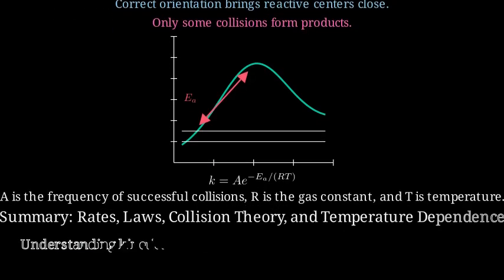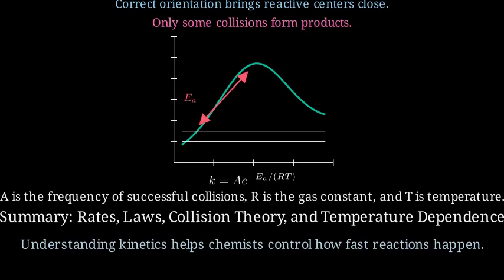That wraps up our tour. Reaction rate depends on particle collisions, concentration, temperature, and catalysts. Rate laws tell us how concentrations affect the speed, and integrated equations help us look back in time. Collision theory, activation energy, and Arrhenius give us intuition about why some collisions become products while others do not.